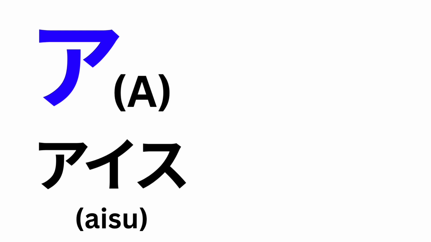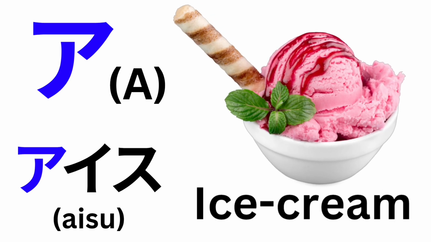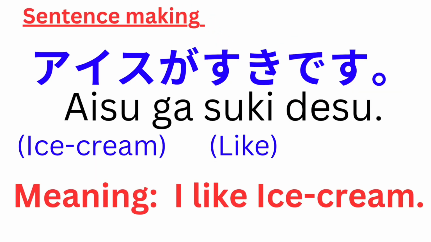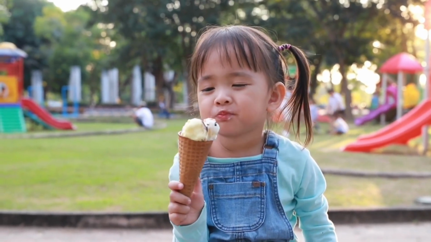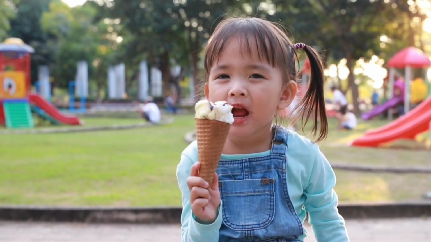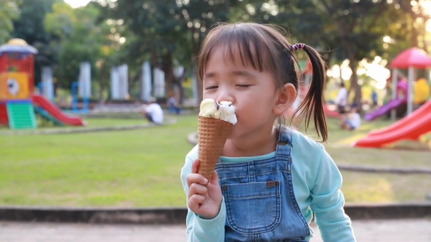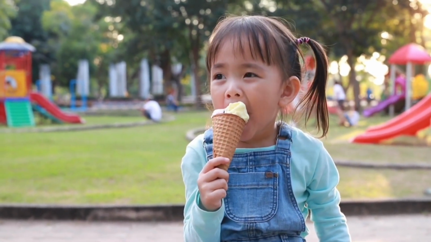First Katakana, A. Example word, ice. Ice means ice cream. Example sentence, ice ga suki desu. Ice ga suki desu, meaning I like ice cream.